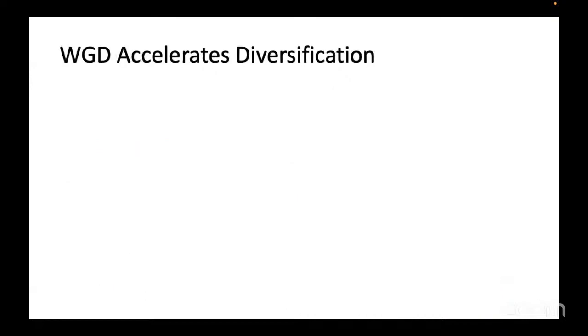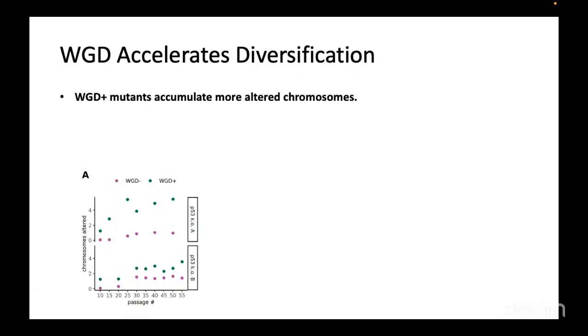Second example, whole genome doubling accelerates diversification. So in our in vitro lineages, it was observed that whole genome doubling spontaneously occurred. And if we plot the passage number on the x-axis versus the number of chromosomes altered on the y-axis for the two p53 knockout in vitro lineages, basically you can see that the whole genome doubled cells are accumulating copy number alterations much faster and to a much higher level than the whole genome doubling negative.